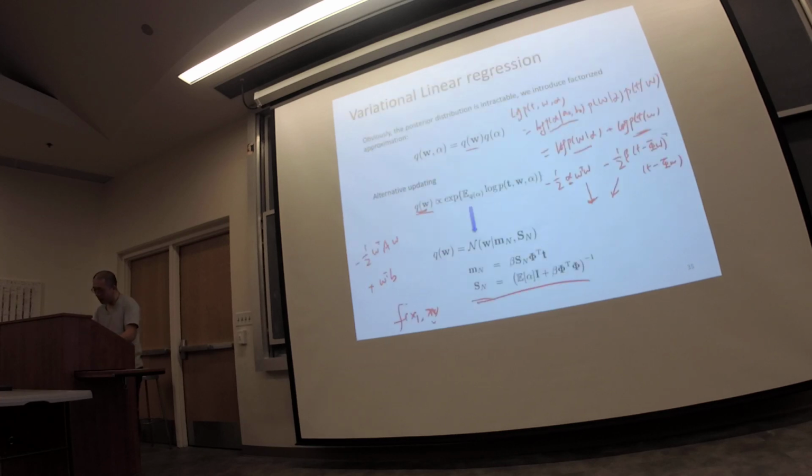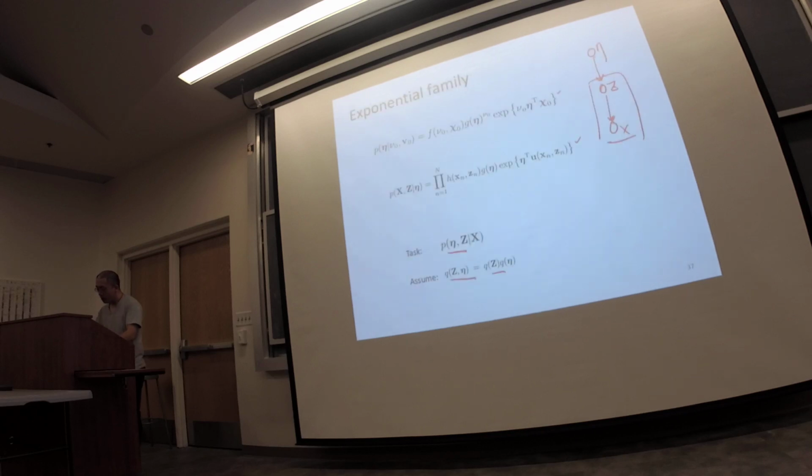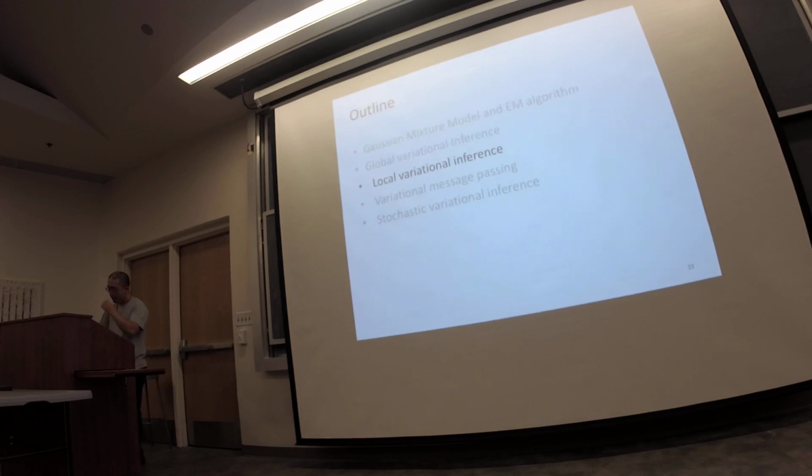Okay, great. So we have finished the global latent variable topic. Let's continue next Monday, when we'll talk about local variational inference, which depends on the convex conjugate.